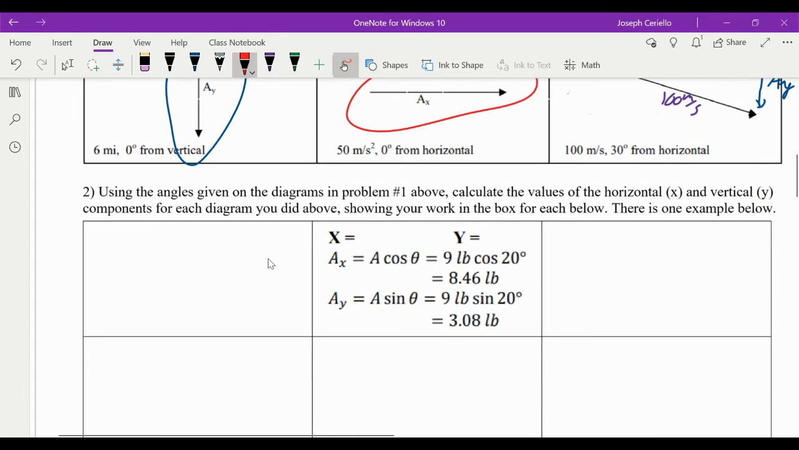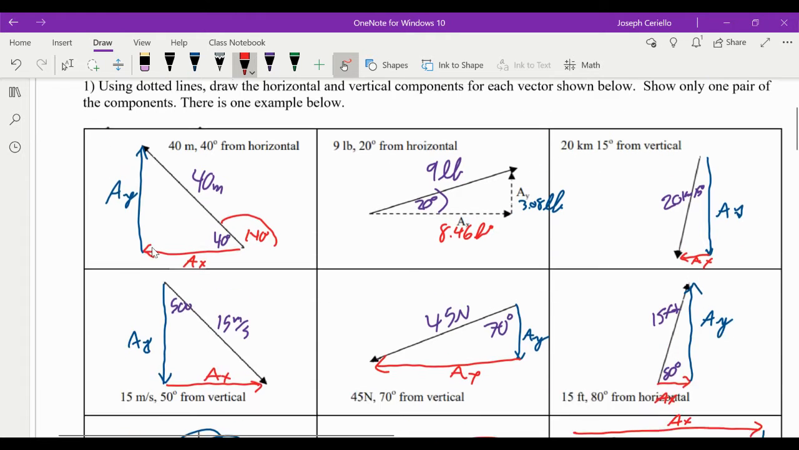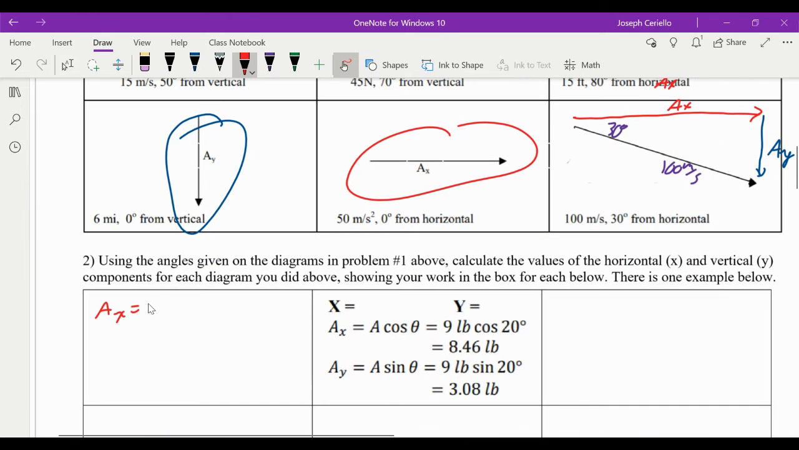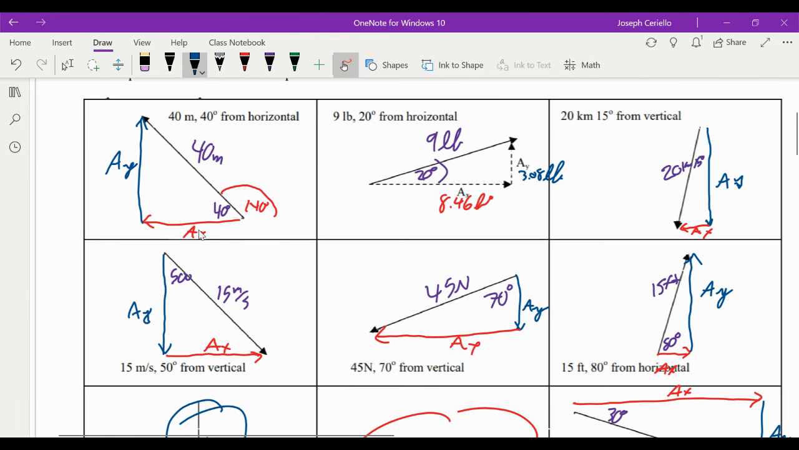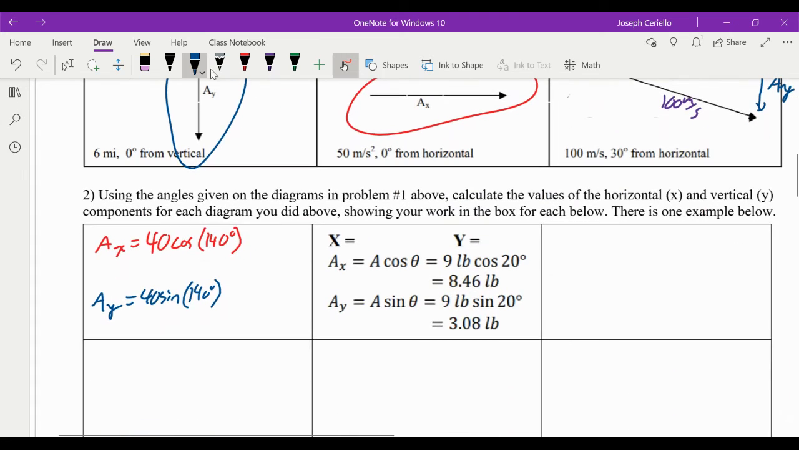So AX equals, let's see, 40 times cosine of 140. And AY, which I'll do in red, equals 40 sine of 140. Now, how do I know if my answers are right or in the same ballpark? Look at AX. AX better come back to be negative because it's pointing to the left. AY better come back to be positive because it's pointing up. Let's see if that's right.